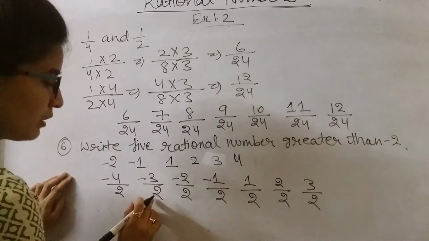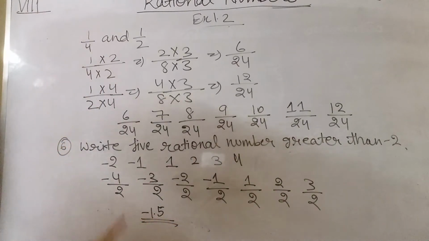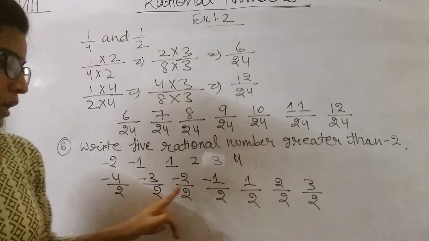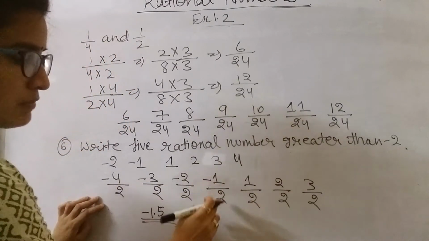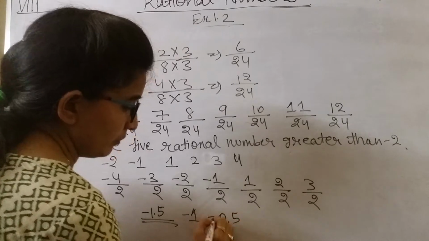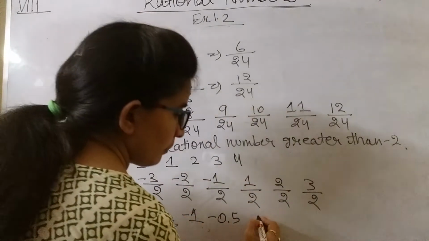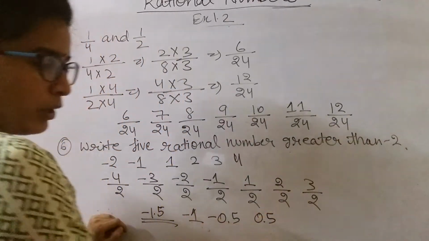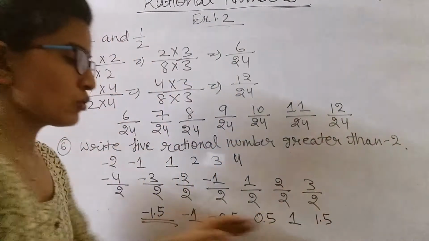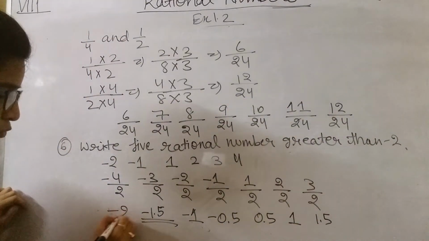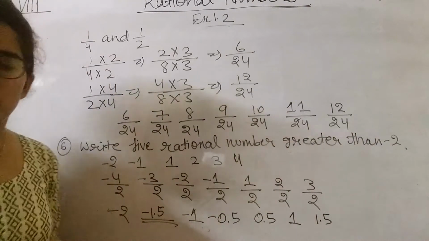As we can solve, this will be 1.5. So the number will be minus 1.5, which is greater than minus 2. Here we can see that is minus 1. For minus 1 upon 2 the number is minus 0.5, greater than minus 2. For 1 by 2 it will be plus 0.5. For 2 upon 2 it will be 1, and for 3 upon 2 it will be 1.5. So these all numbers are greater than minus 2. So that is how we will find all the numbers greater than minus 2.